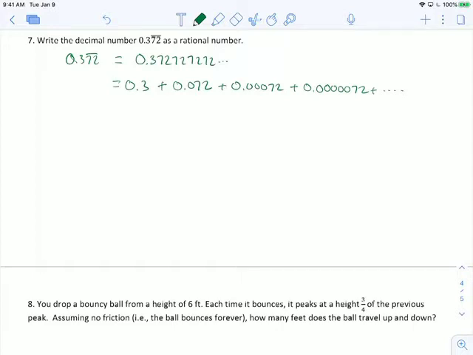Now I know that 0.3 is 3/10. And then I'm going to convert the other numbers into fractions as well. So if I go out 3 decimal places, I'm talking about thousandths. And so this is 72 thousandths. And then the next one, if I go out 5 decimal places, I'm talking about hundred thousandths. So 72 over 100,000. And then the next one is going to be 72 over 10 million.